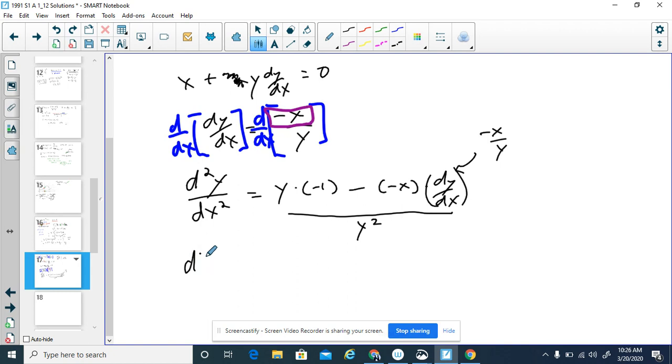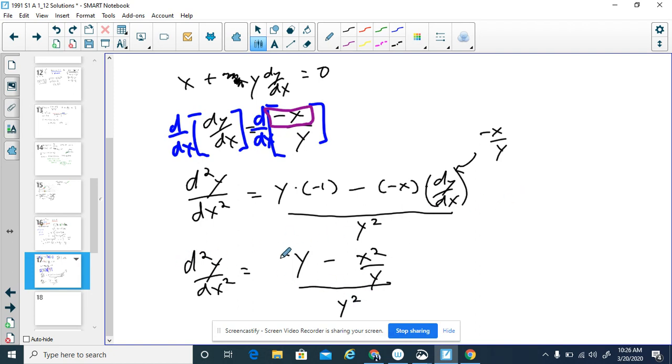So let's do this and let's make sure I don't make any mistakes. All right, so what do we got? We got negative y and now minus minus, right? That's going to be plus, but then there's another minus there. So that's minus x times x is x squared over y, and then all of this over y.